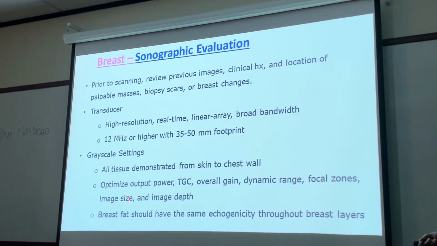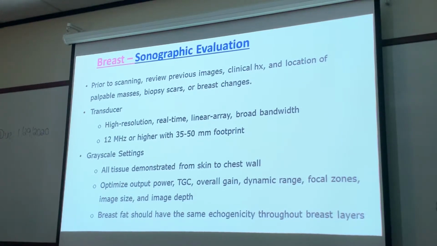Okay. For the grayscale scanning, of course, you want to see all of the tissue from the skin all the way to the chest wall. You want to see all the way to the minor pectoral muscle. You're going to optimize the output power, TGC, overall gain, dynamic range. That's like a recap. Focal zones, image size, and image depth. Just saying, optimize your images, guys.